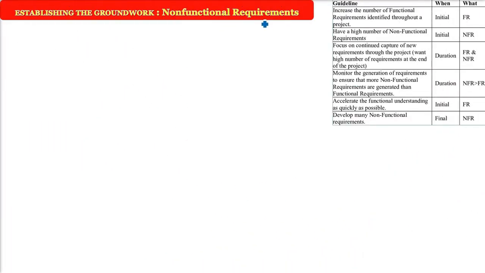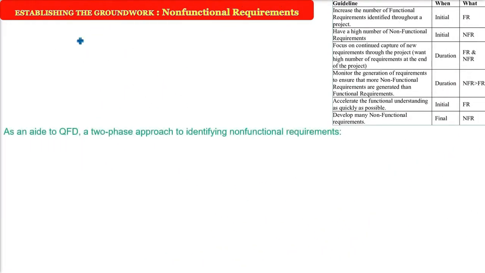Non-functional requirements, as I said, we use QFD to convert the unspoken requirements into actual requirements. This we can do using QFD. But in addition to QFD, as a help to QFD, we can also have a two-phase approach in order to identify the non-functional requirements. That is, what are the non-functional requirements? So how do we do this?